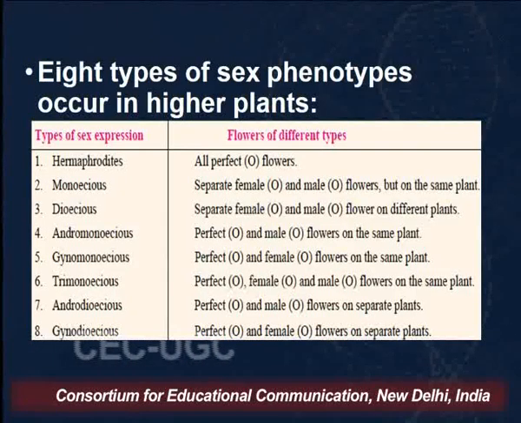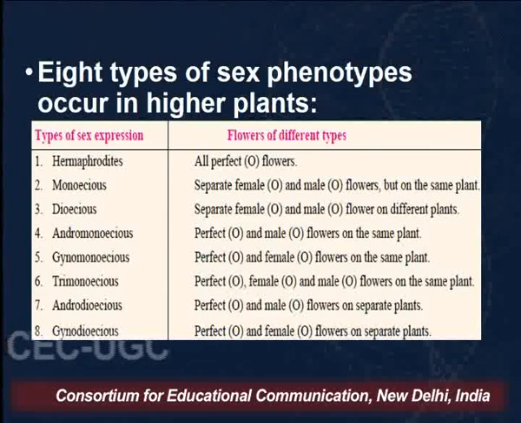However, we have a very long list as far as the phenotypes are concerned, and mind you, they are sex phenotypes because there are so many permutations and combinations. A normal hermaphrodite in a plant would be where we have all perfect flowers, that is male and female sex organs in one. A monoecious plant, as I said, has separate female and male flowers, but they are residing on the same plant. Viewers, if you have read about pollination, then you have so many terms like autogamy, geitonogamy, xenogamy, and so on. Dioecious plants would have separate female and male flowers, but again on different plants.